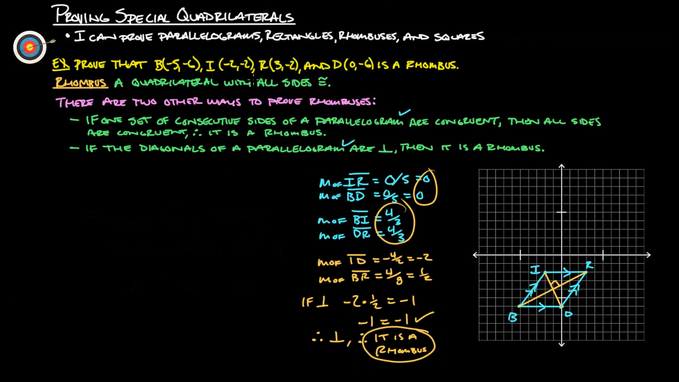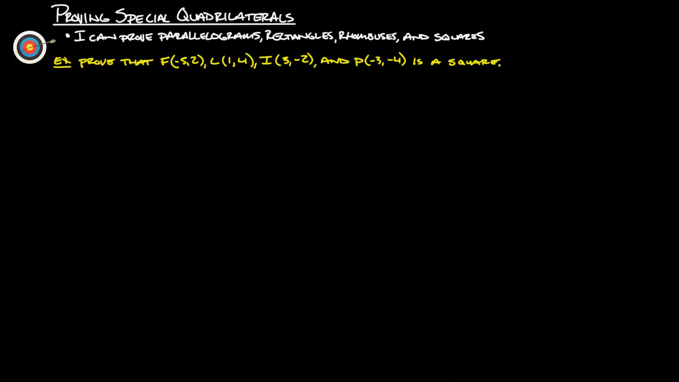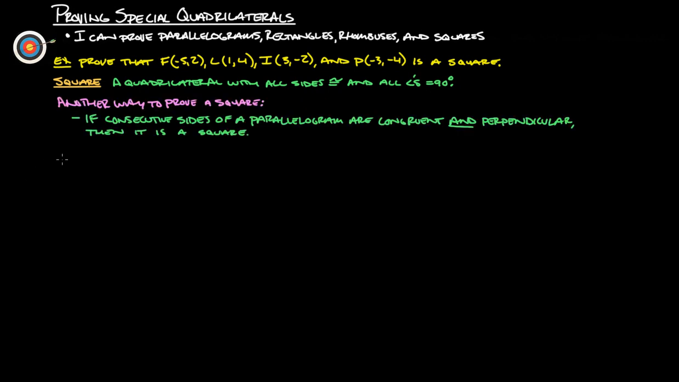All right. Here we go. Let's take a look at some squares. Okay, so we've got: prove that FLIP is a square. First thing, if you remember, a square is a quadrilateral where all sides are congruent and all angles are 90 degrees. Another way to prove a square is if consecutive sides of a parallelogram are congruent and perpendicular, then it's a square.